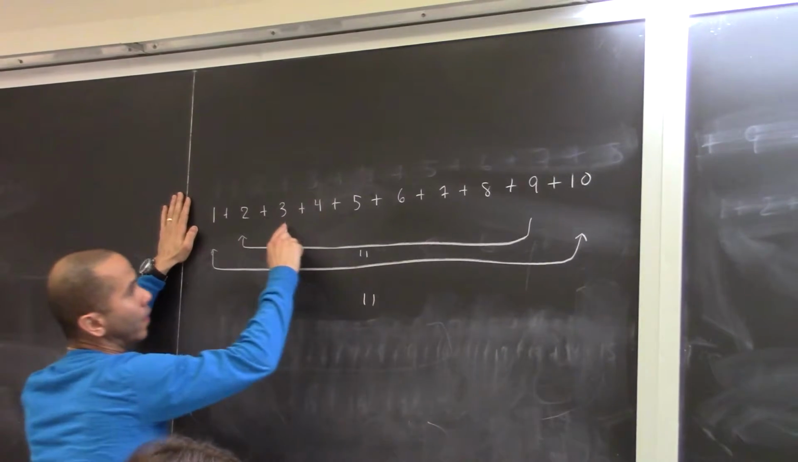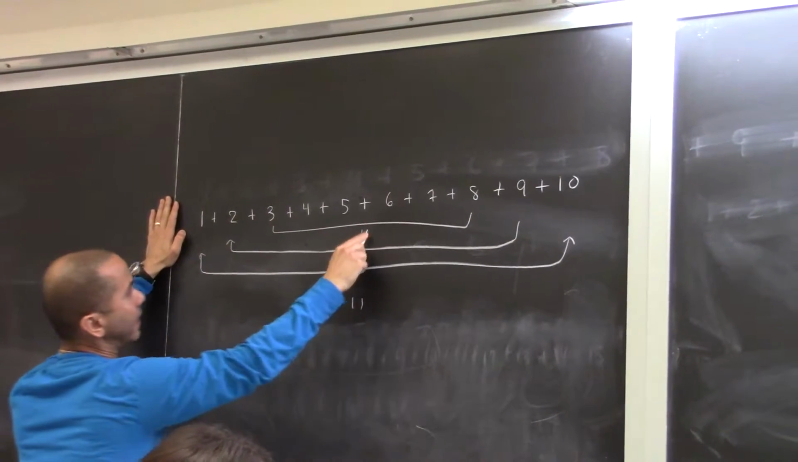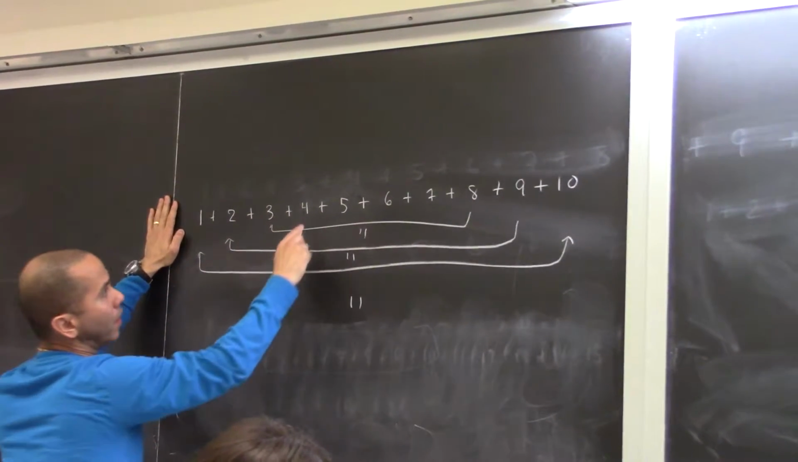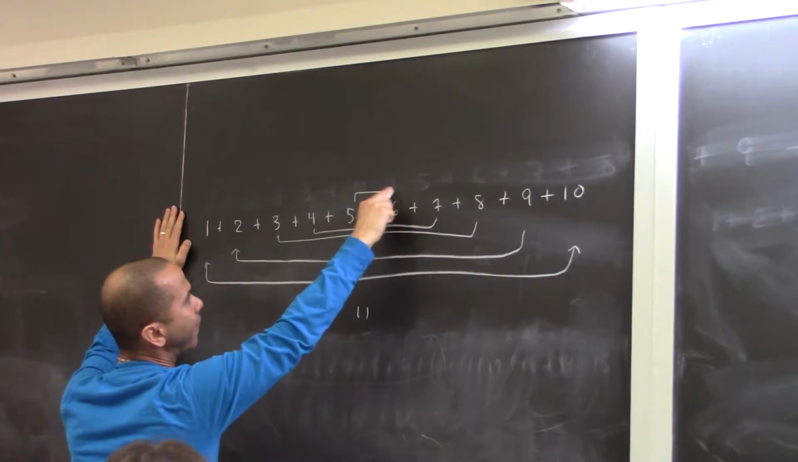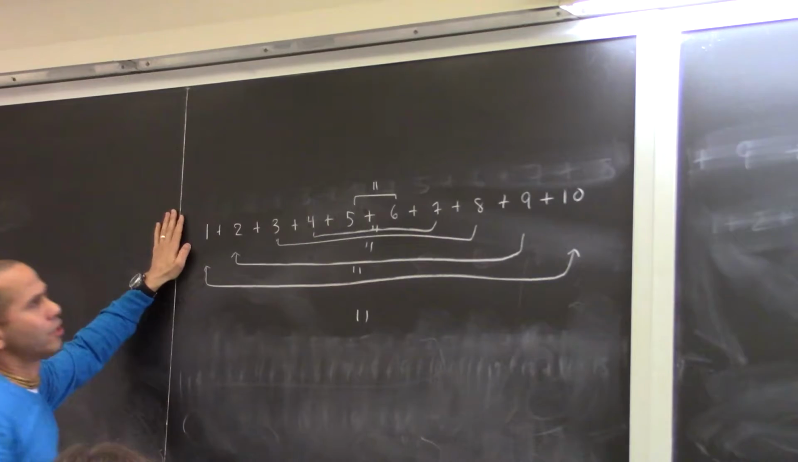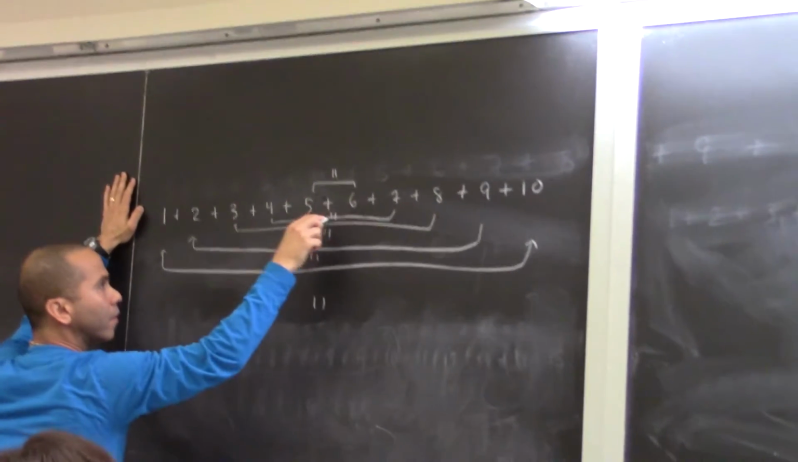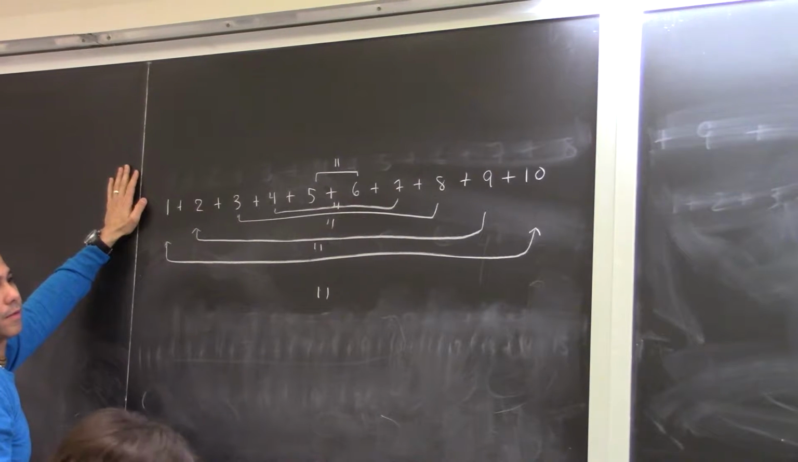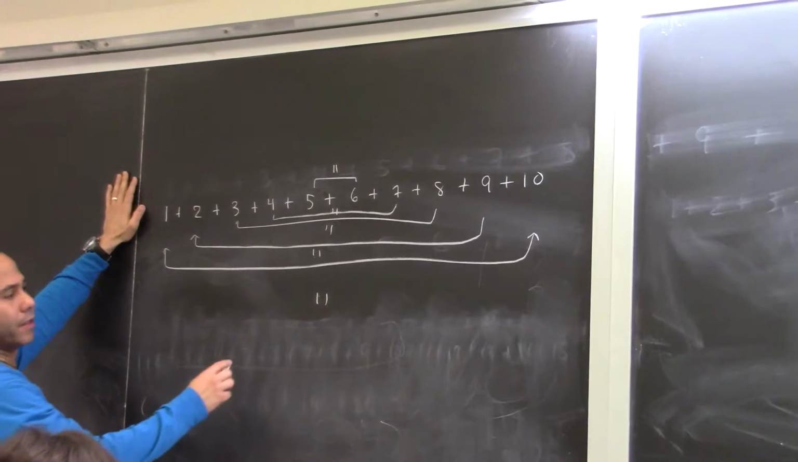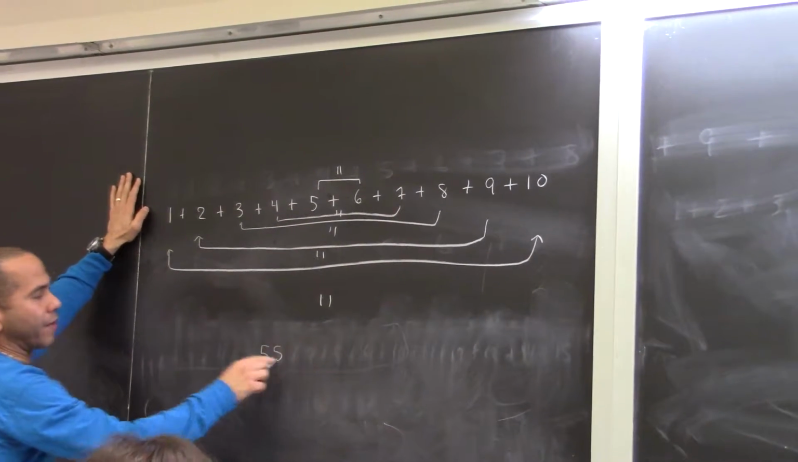3 plus 8 is 11. 4 plus 7 is 11, and 5 plus 6 is 11. So now I have 5 groups of 11, and 5 groups of 11 is 55.